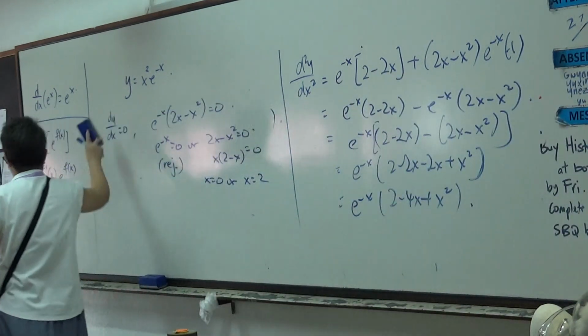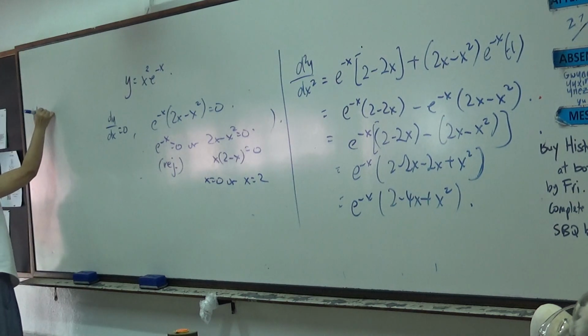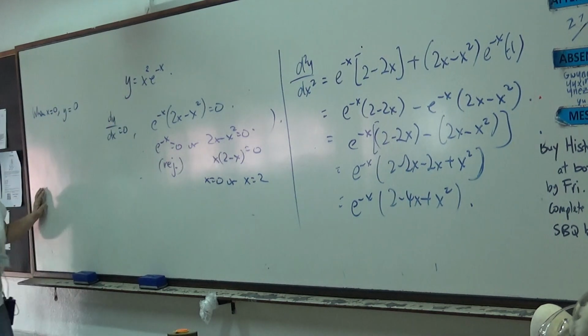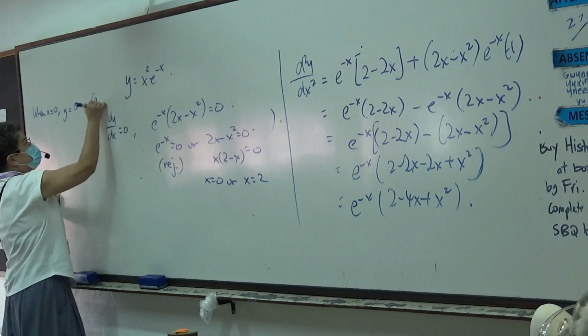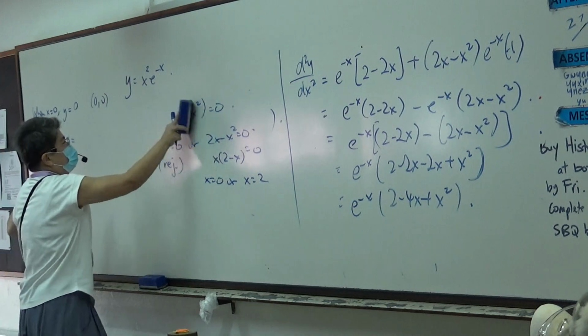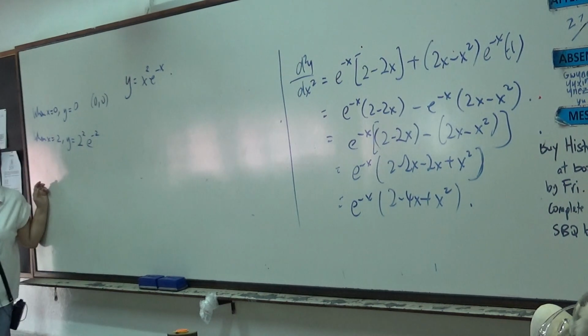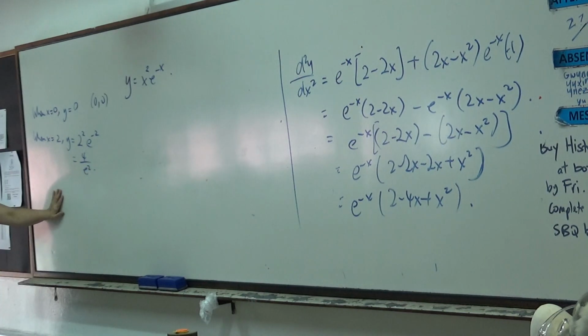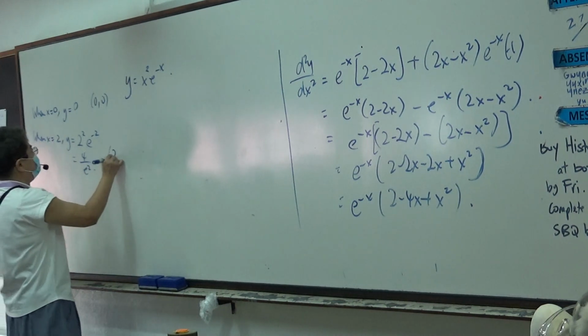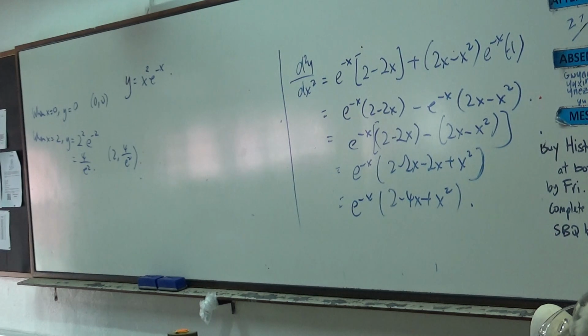Now, I'm not done yet. This is a terrible one. When x is 0, I plug in here, y is 0. Everybody okay? Can you see it? So, my first stationary point is actually (0, 0), right? How about when x is 2, what is my y? When x is 2, my y will be 2 squared e^(-2), which means this is 4 over e squared, right? Now, in A maths, we can leave it in terms of e, because e is an exact number. No need to evaluate. If you want to evaluate, give it to 3 significant figures as the final answer. So the second point is actually (2, 4/e squared). These two are my stationary points. Are you clear? Yes or no?